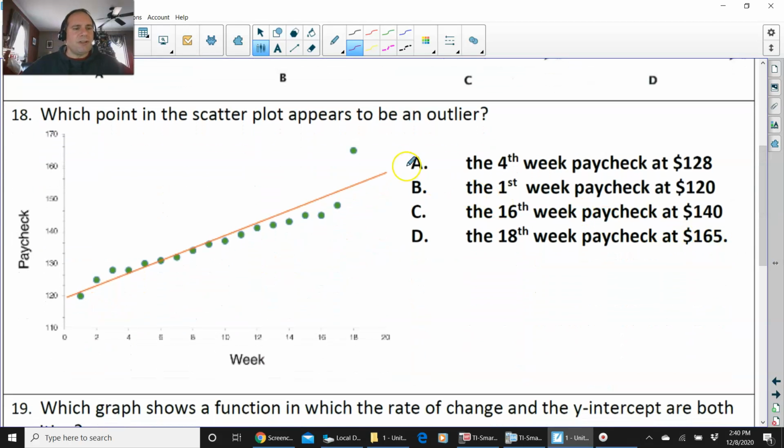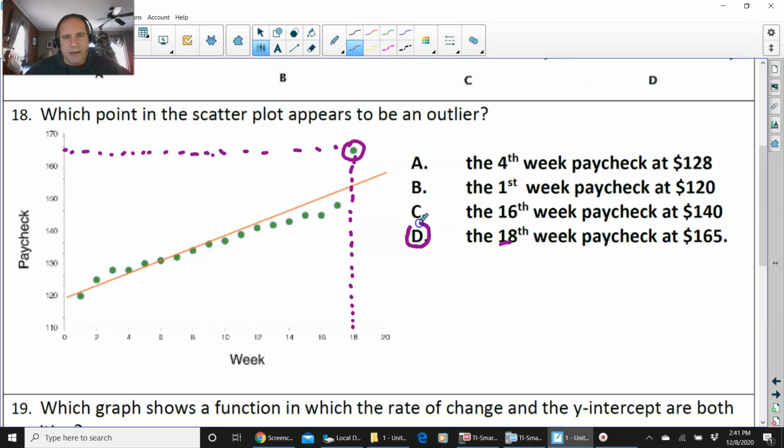Number 18, which point in the scatter plot appears to be an outlier? This one. So there's the outlier, and I'm going to say that's the 18th week paycheck at 165. Remember when I was drawing these dotted lines, right there matches up with 165. D is your answer. That is the outlier.